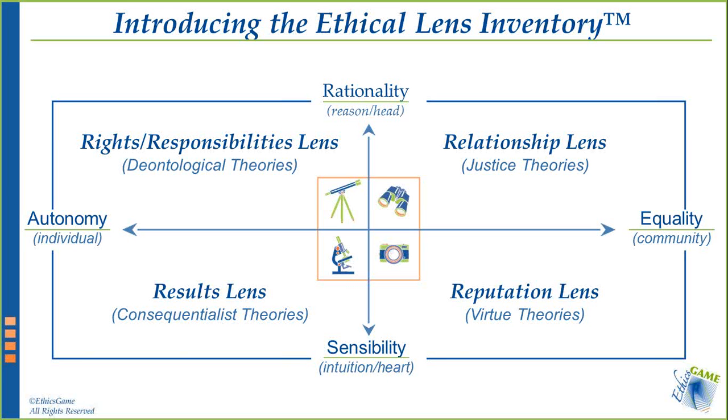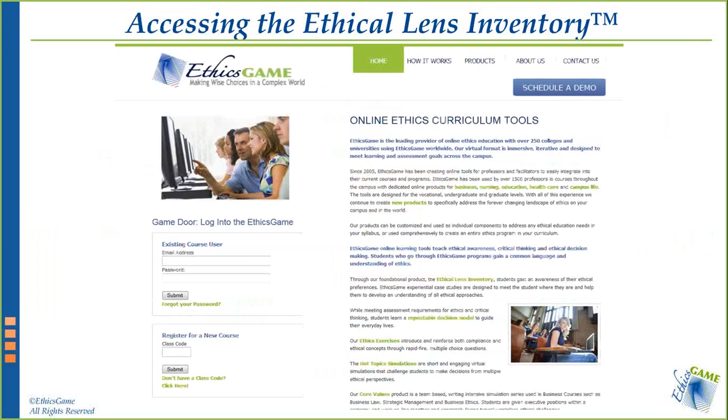Results lens. These people like to use their intuition to feel the right answer and focus on their individual actions. Represented by the microscope, these people look at the immediate situation to determine what to do. Relationship lens. These people like to use their heads to think through the problem, but their focus is on the group, the community. Represented by the binoculars, these people look around their community to see what is fair. The reputation lens. These people like to use their intuition to determine what qualities or virtues are the most important to have as a member of the community. Represented by the camera, these people act out their ethical role.